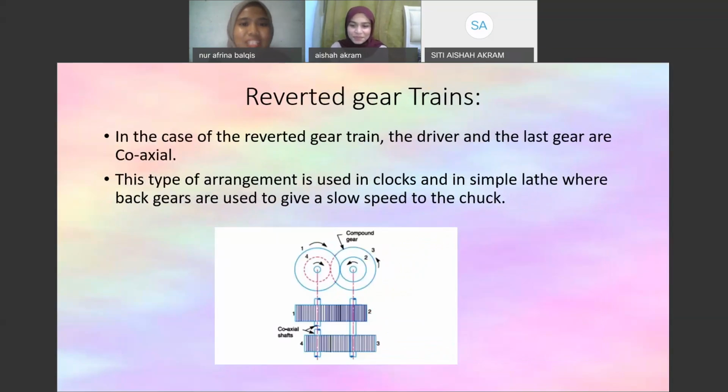Next, reverted gear trains. In the case of the reverted gear train, the driver and the last gear are coaxial. We can see from the picture in the slide, the last gear is coaxial. And this type of arrangement is used in clocks and in simple lathes where back gears are used to give a slow speed to the chuck.